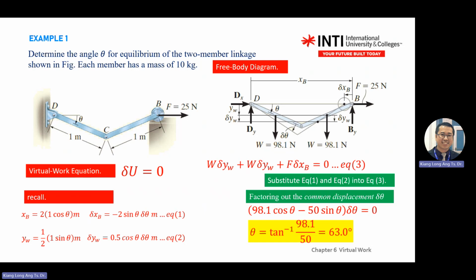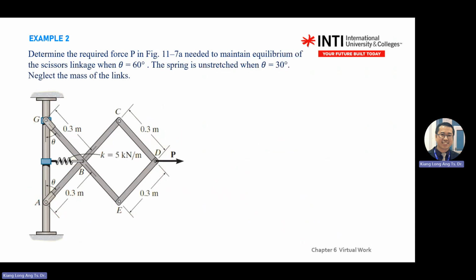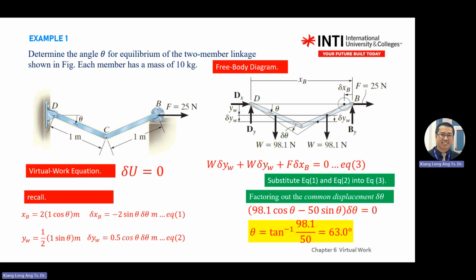You move your 50 sine to the right hand side. You move your cos to the right hand side. You get tangent. Understand? So tangent, you do the calculation. Theta equals 63 degrees. Equations 1 and 2, I will come back next lecture. But at the same time, if you're able to figure it out, you can share with the class.